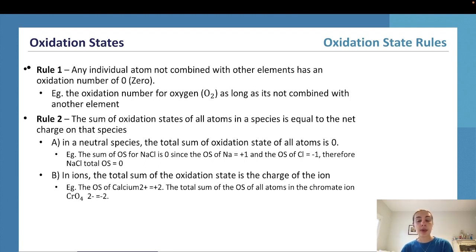And so that's important when you get questions which ask you, you have sodium chloride, what is the oxidation state of sodium? And then you would know that, oh, it's going to be +1.